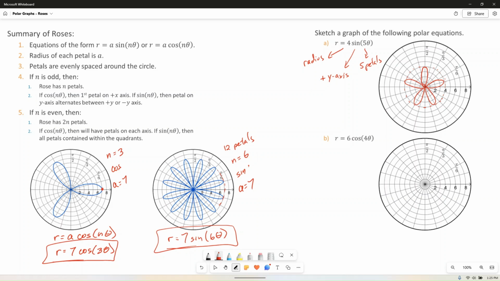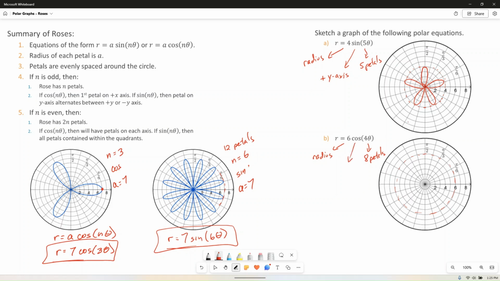Okay. All right, last example here. We have r equals 6 cosine of 4 theta. So again, the 6 tells me that's my radius. So I'm going to go to the circle of radius 6, and just so I can see where that's at, I'm going to do a dotted circle there. And I know 4 theta tells me, since 4 is even, there are going to be 8 petals. So 8 petals. They all have a radius of 6.